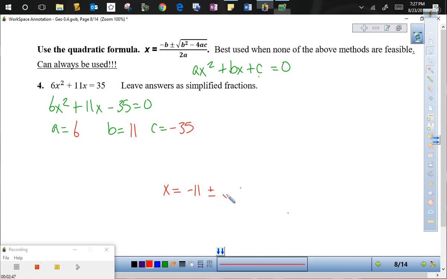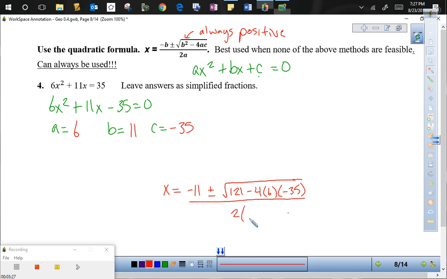Then our plus or minus and a big square root symbol. Okay, remember last time, B squared is always positive. Okay, so if you have to use your calculator to square that, make sure whatever number comes out of it is positive. If not, you forgot your parentheses around the square. Okay, in this case, we've got 11 squared, that's 121. Minus 4. A here is 6. And then C is negative 35. And then we're dividing by 2 times our A, which was 6.